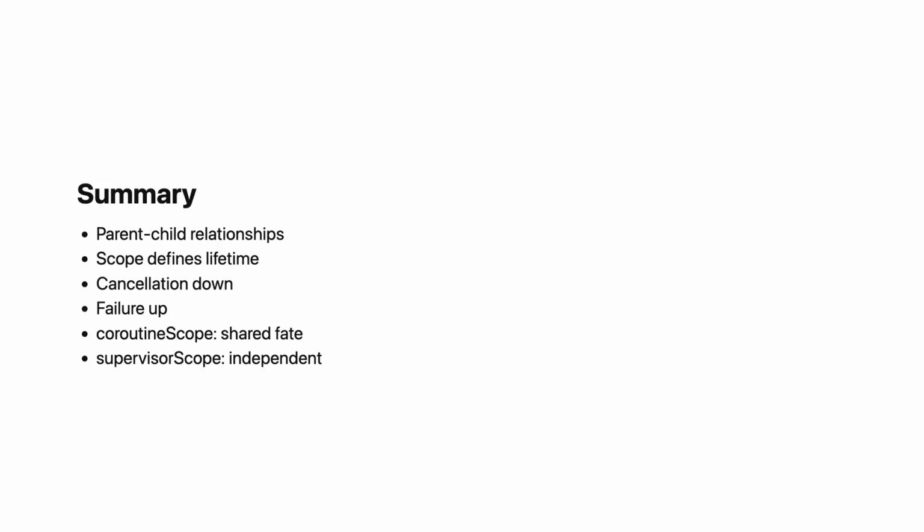Let us summarize. Structured concurrency creates parent-child relationships between coroutines. The scope defines the lifetime. Children cannot outlive the scope. Cancellation propagates down. Cancel a parent, children cancel. Failure propagates up. A child failure cancels siblings and fails the parent. coroutineScope groups operations with shared fate. supervisorScope allows independent child failures. Structure makes concurrency manageable.